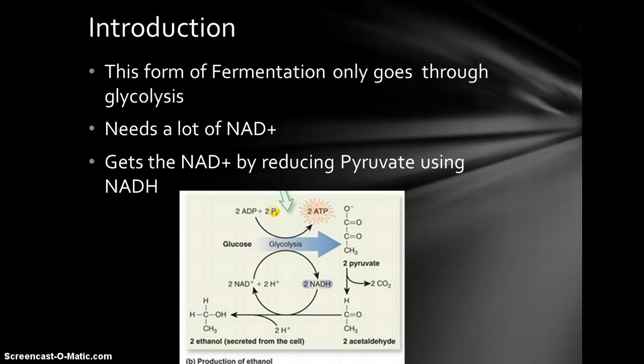So fermentation only goes through glycolysis, and it needs a lot of NAD+. Now, to get the NAD+, it first has to reduce pyruvate using the NADH, as you can see through this process right here.